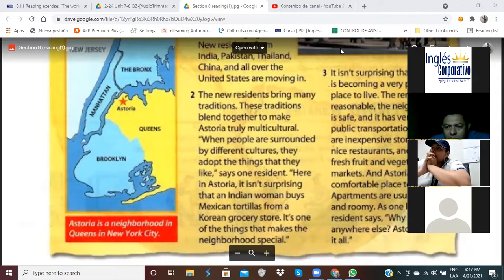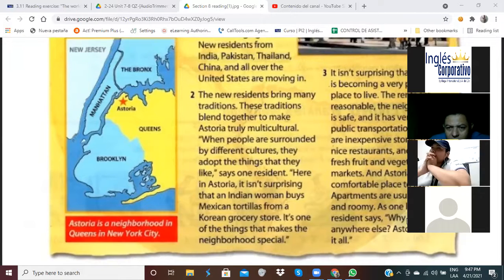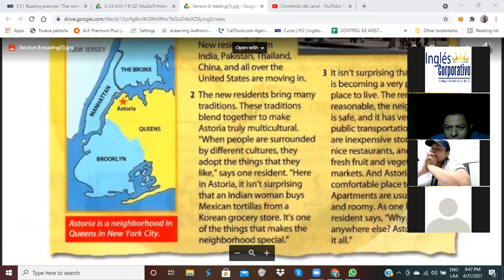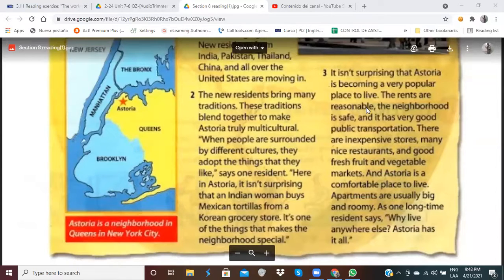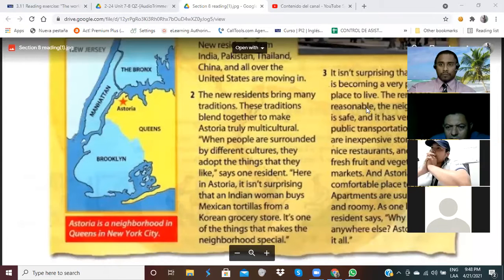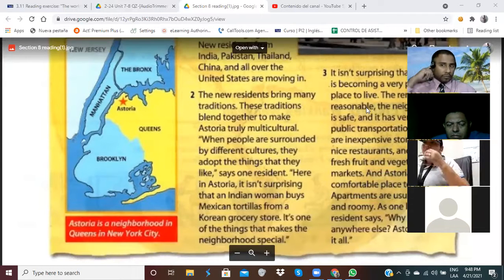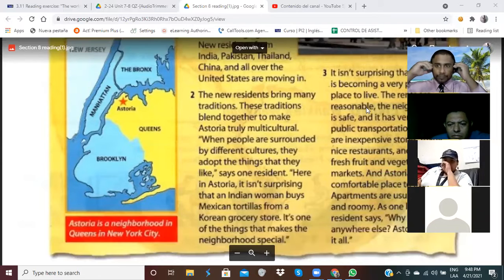There are inexpensive stores, many nice restaurants, and a good fruit and vegetable market. And Astoria is a comfortable place to live. Apartments are usually big, with many rooms. As one longtime resident said, why live anywhere else? Astoria has it all.